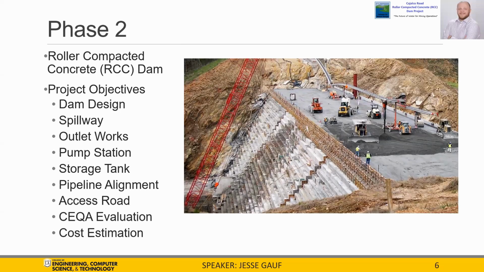After all the Phase 1 presentations were provided, each team was then tasked with a specific type of dam. For Phase 2, Team 1 was tasked with the planning of a roller compacted concrete, or RCC dam. The process for Phase 2 would include dam design, spillway and outlet works to the pump station, onto the storage tank and pipeline alignment, an access road, a ZIKA evaluation, and a cost estimation.